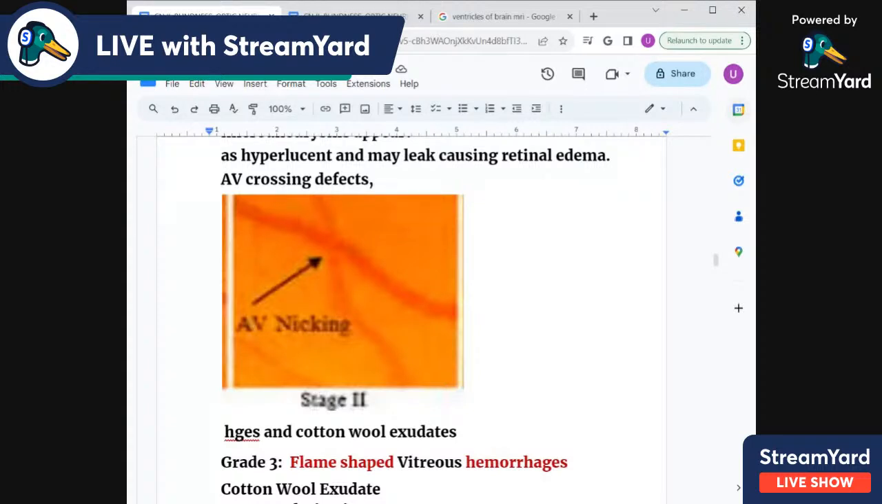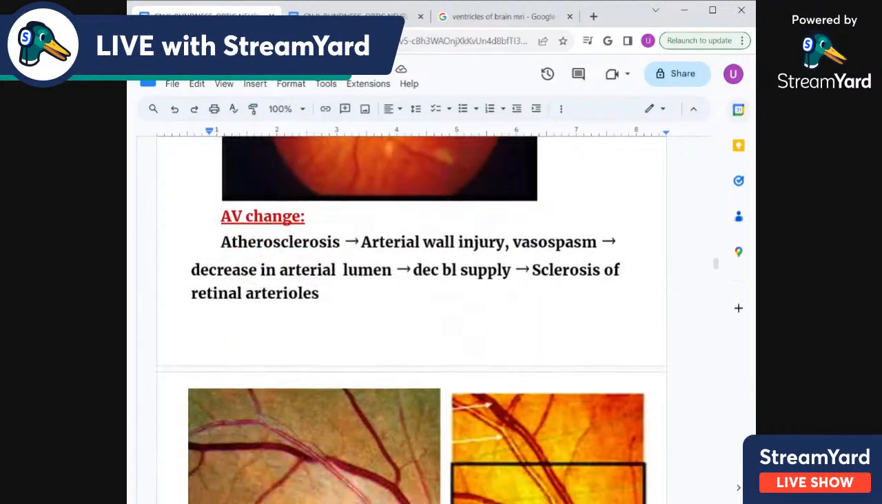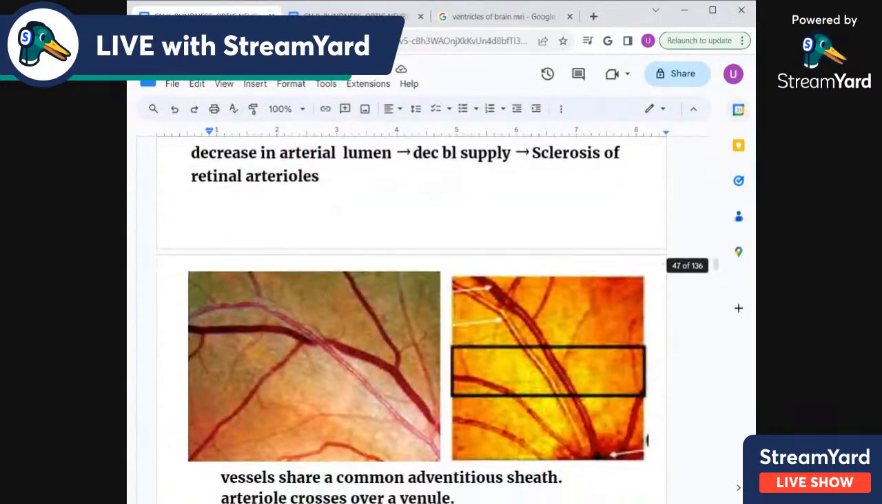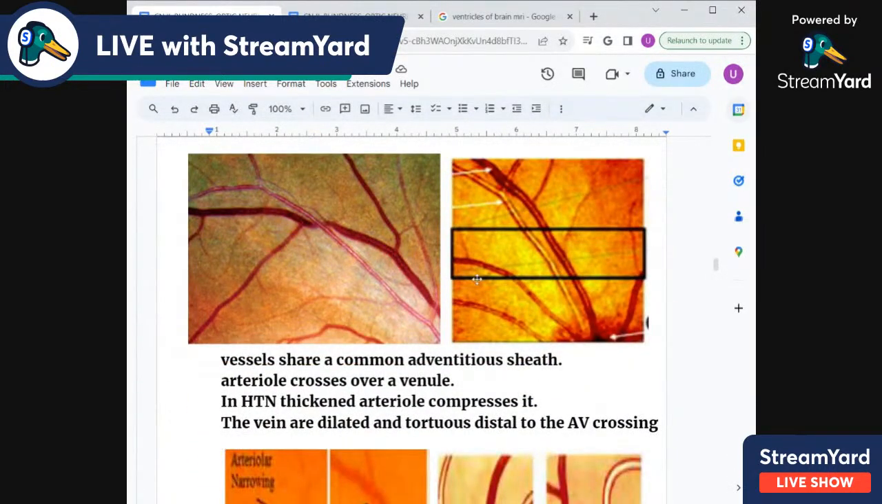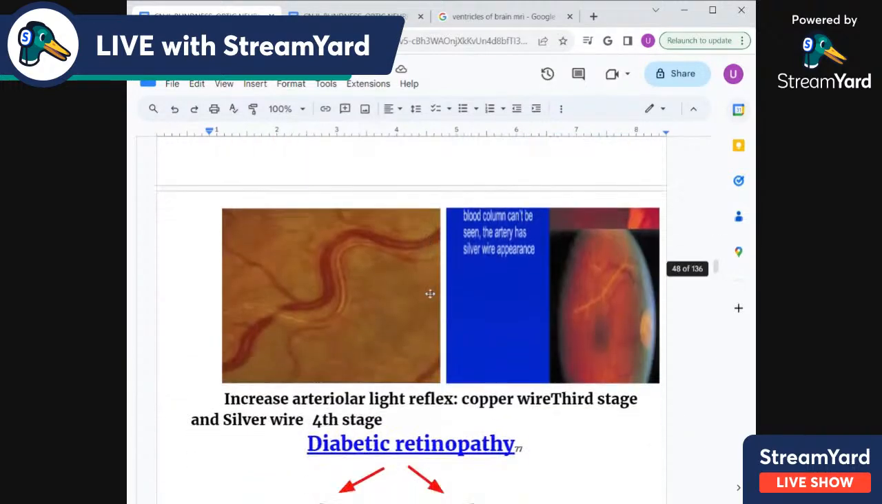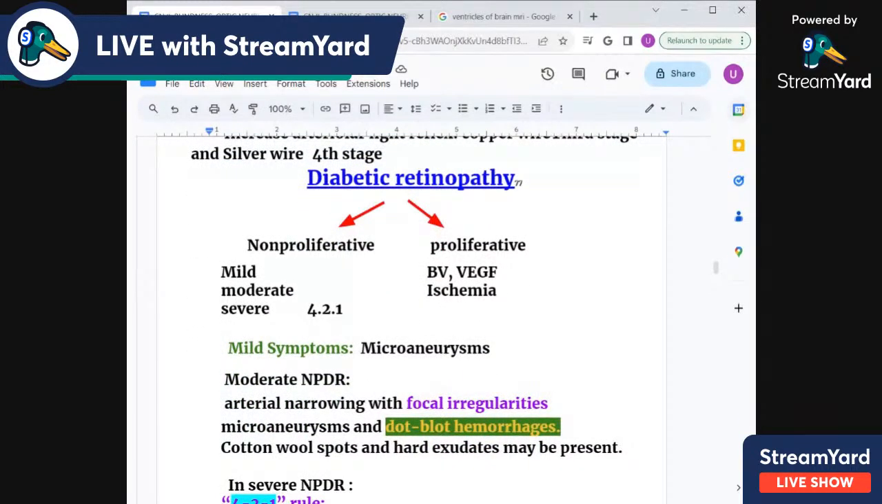and then we did the vascular stages in the hypertensive retinopathy. This is papilledema. These are the vascular changes in hypertensive retinopathy, narrowing. Then we had this AV nipping in the second stage. Then the venule looks detached with the proximal part, and then copper wire and the silver wire in the last session. Then we did the diabetic retinopathy, non-proliferative and proliferative, mild, moderate, severe.